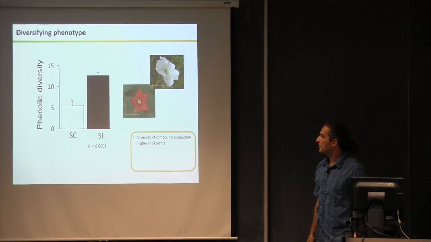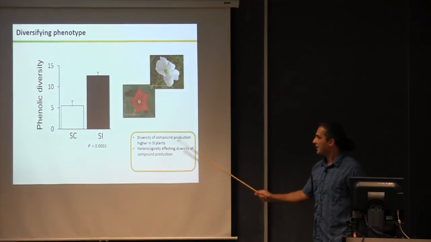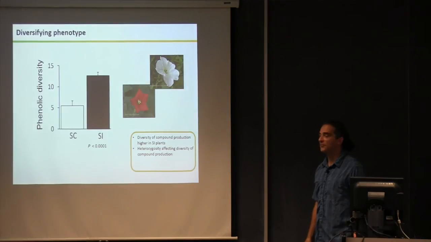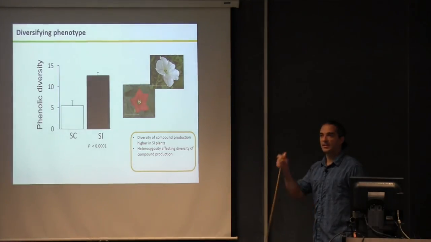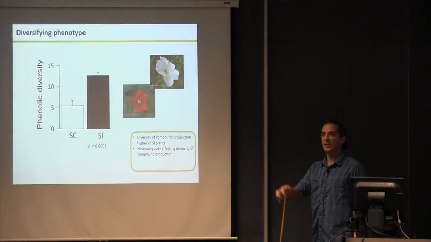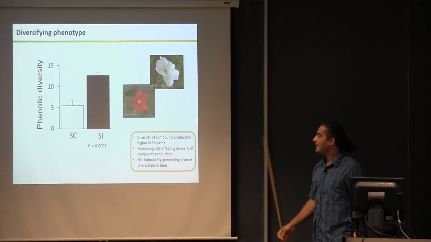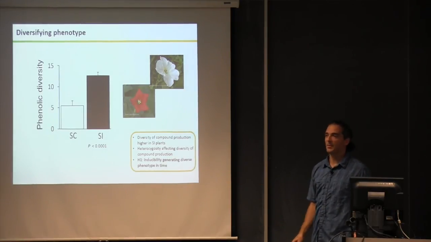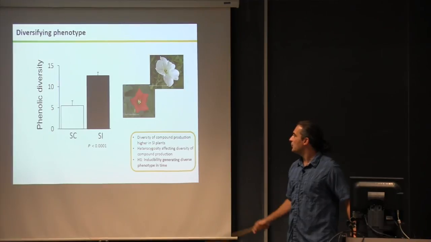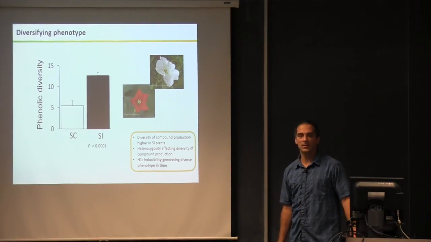So diversity of compound production is higher in self-incompatible species. We think that heterozygosity is affecting diversity of compound production, so within each plant, but also the compounds available within populations. And that led to a hypothesis, and that's why I'm speeding up a little bit, that inducibility is generating diverse phenotypes in time. So what does that mean?